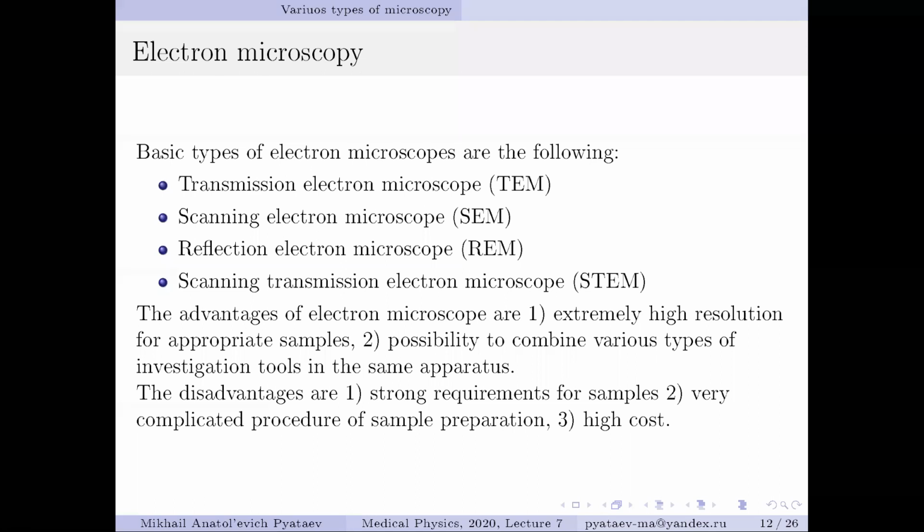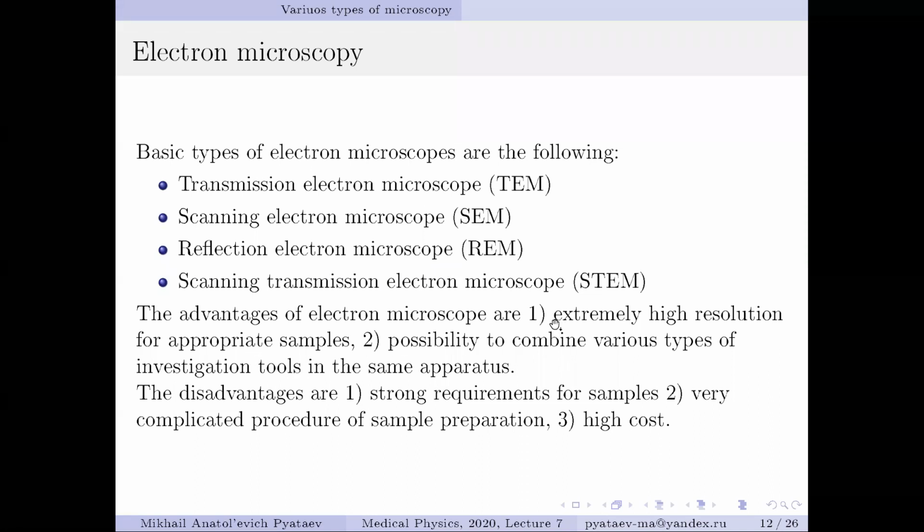Reflection electron microscopy measures the signal reflected by the specimen. It is much weaker signal than transmission signal. And scanning transmission is a combination of first and second type of microscopy. And let us discuss advantages and disadvantages.